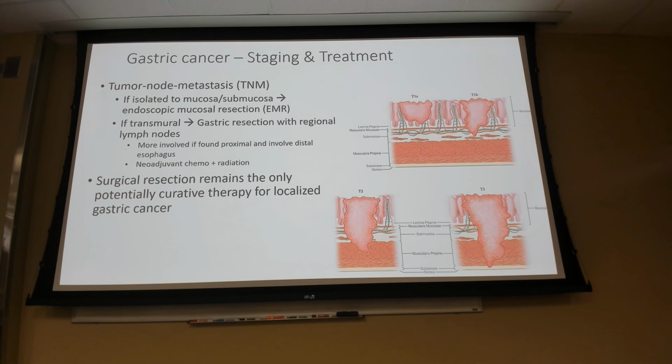So if it's isolated, we usually just do an endoscopic mucosal resection. If it's transmural, then we'll have to do a gastric resection. We'll have to evaluate the lymph nodes, just to check if it spread to lymph nodes, and then we have to worry about metastases. But the only cure for this is going to be resection.